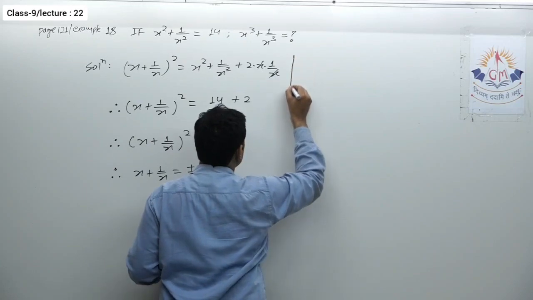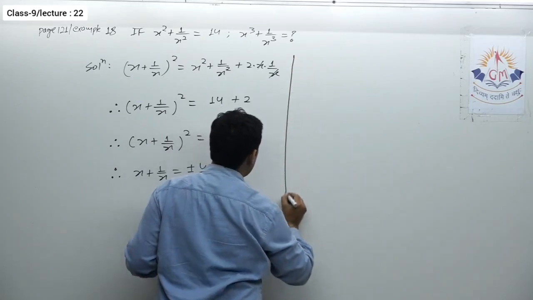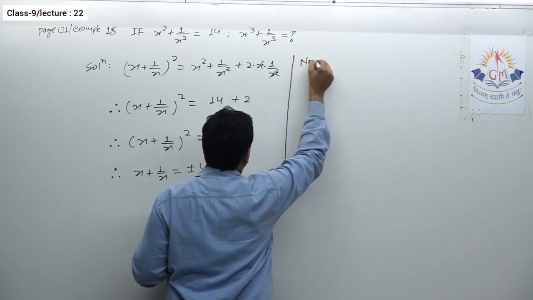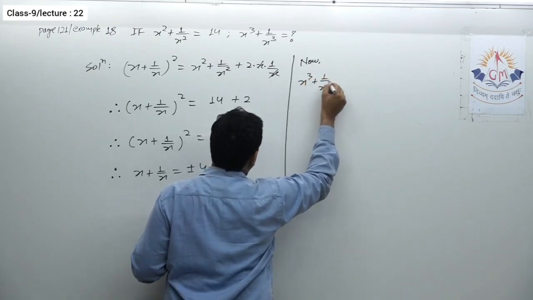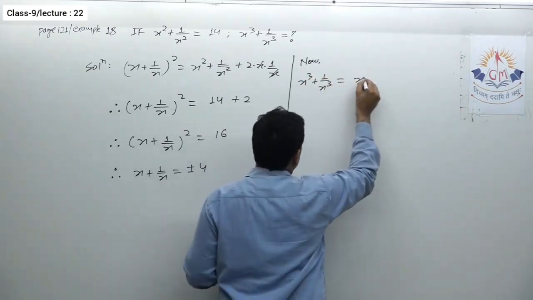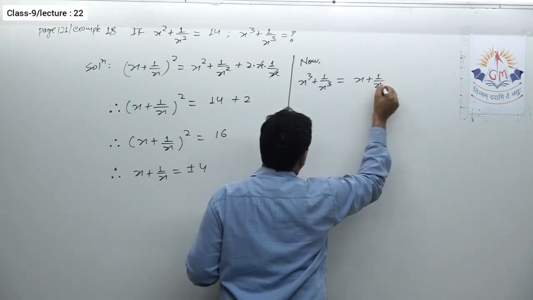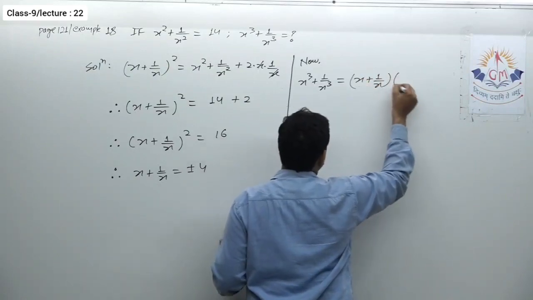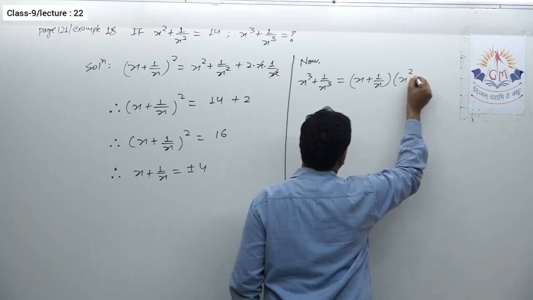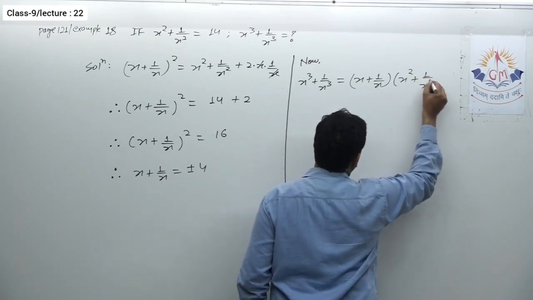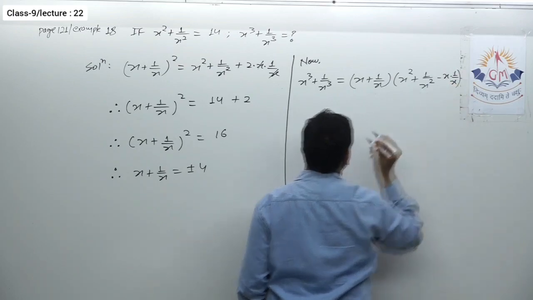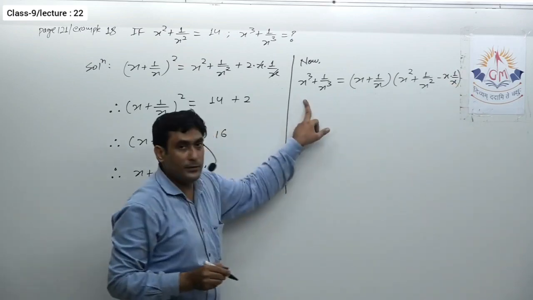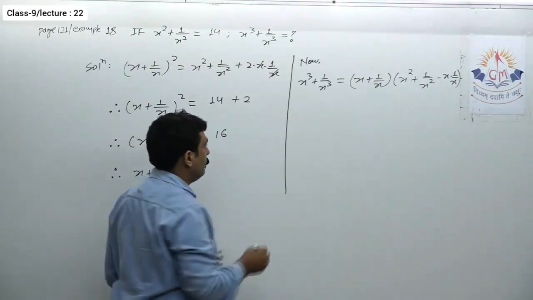Now I'll apply the identity of that. x cube plus 1 upon x cube is equal to x plus 1 upon x into x square plus 1 upon x square minus x into 1 upon x. This is the identity of a cube plus b cube.